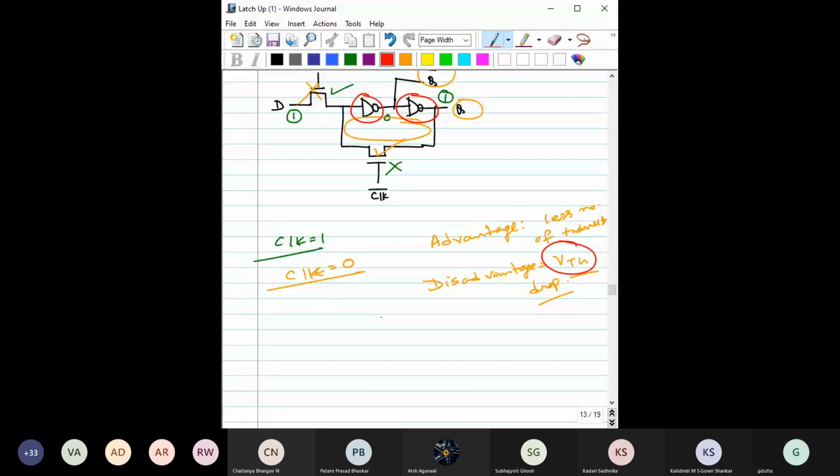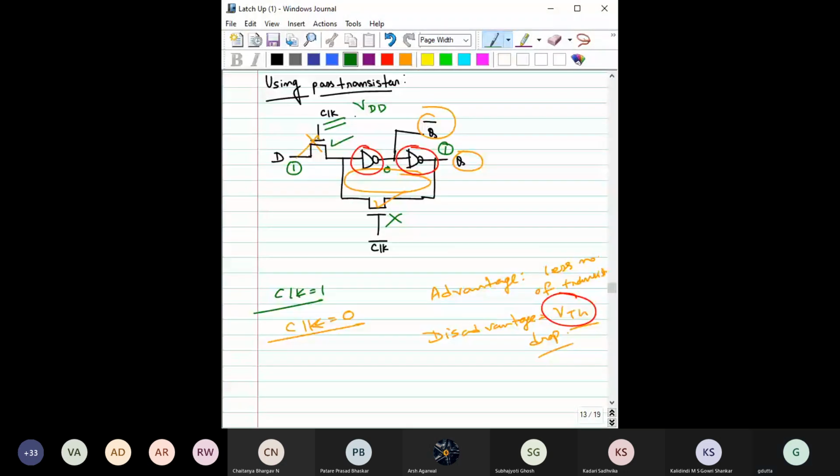Let's do it here. Say this clock is high. Now this clock is VDD. That means clock is high means clock is VDD. What would be the maximum voltage that you can get here? It is VDD minus VTH. Now, when it is VDD minus VTH, this is a static inverter. So static inverter means you have a PMOS and you have an NMOS. Right? Okay. So this is VDD minus VTH.